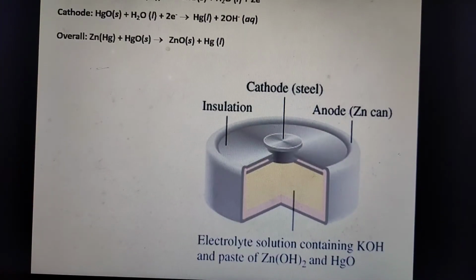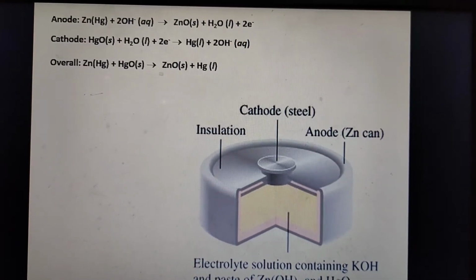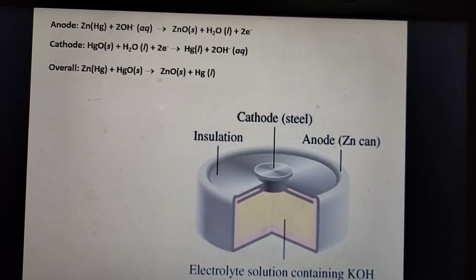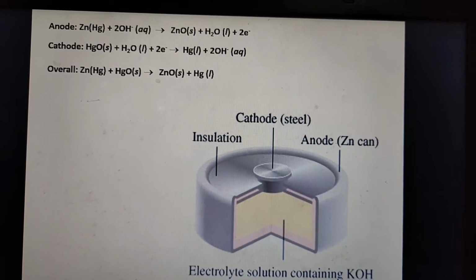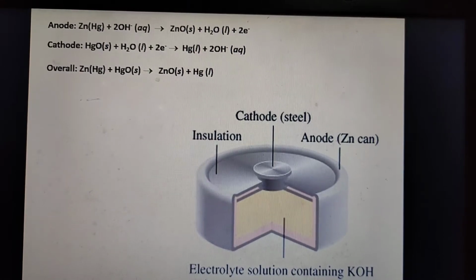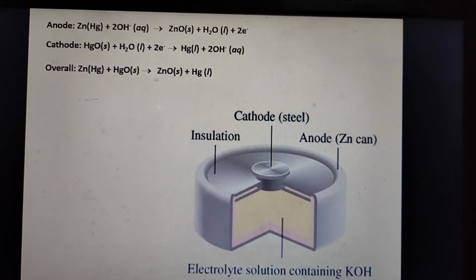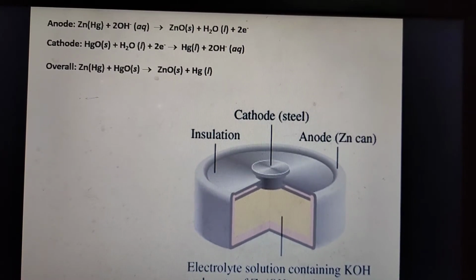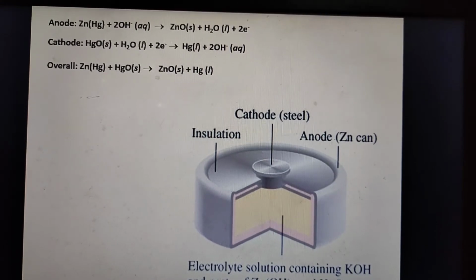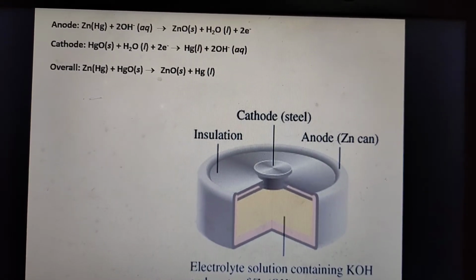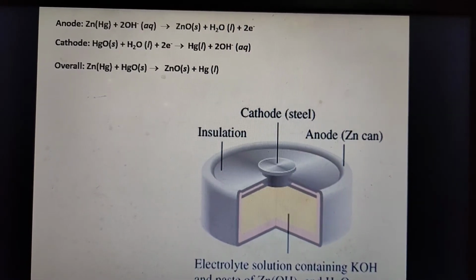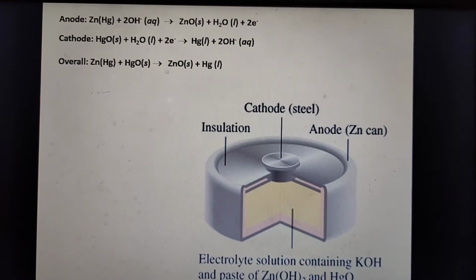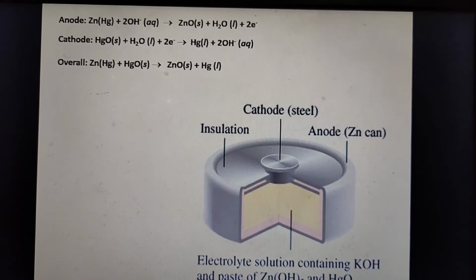Now, the reaction taking place in a mercury cell. The anode reaction: zinc amalgam, zinc is oxidized to zinc oxide. The oxidation state of zinc in zinc amalgam is 0. On the product side, in zinc oxide, the oxidation state is +2. That means zinc is oxidized to Zn2+. Then at the cathode, you see mercuric oxide, where the oxidation state of mercury is Hg2+. It is reduced to Hg, with oxidation state 0. So mercuric oxide is reduced to mercury. That is happening at the cathode.